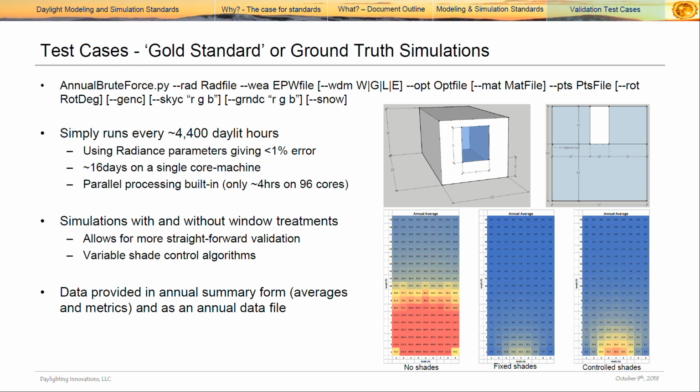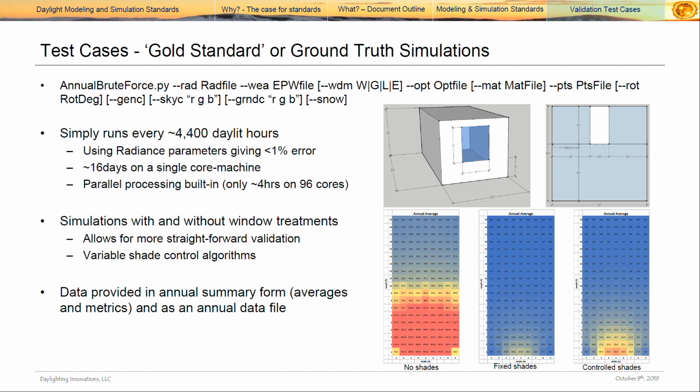We're using Radiance parameters, very high setting Radiance parameters that give less than 1% error. And so this really should give us more of a ground truth annual simulation, which we can then compare our other results against. This takes 16 days on a single core. This is why we don't do this in practice. This is why we have all these other shortcuts that we like to use.